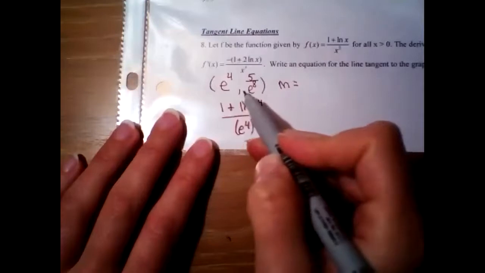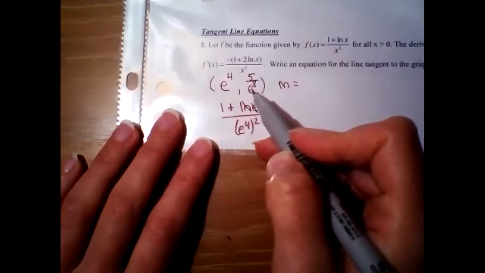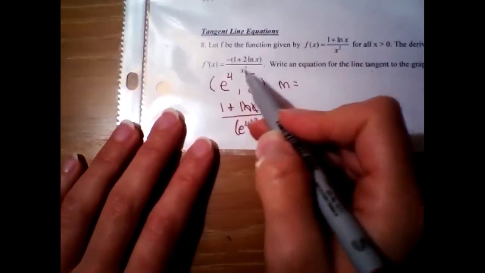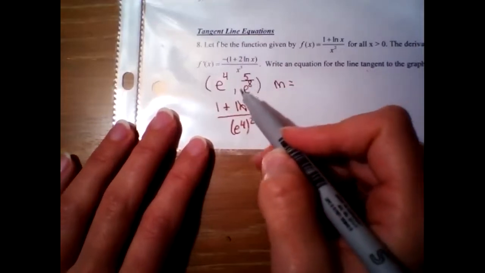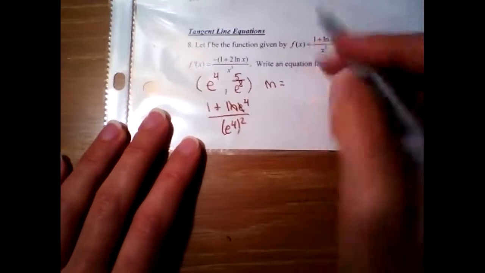That is some decimal. E is a number. E is 2.718, and so on. So this is some number. Without a calculator, I don't know what it is, but good enough. All right, slope comes from the derivative.